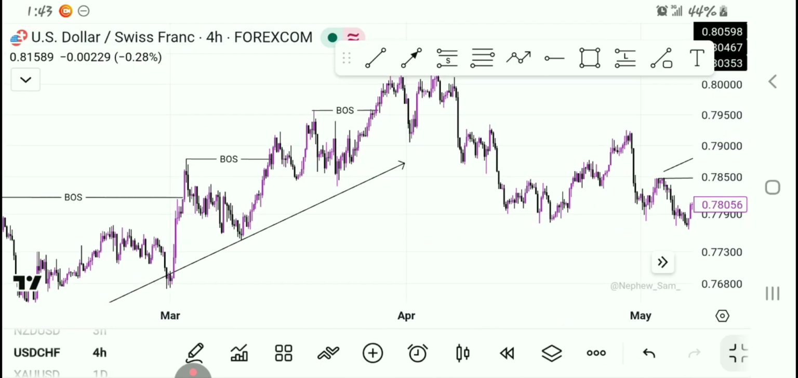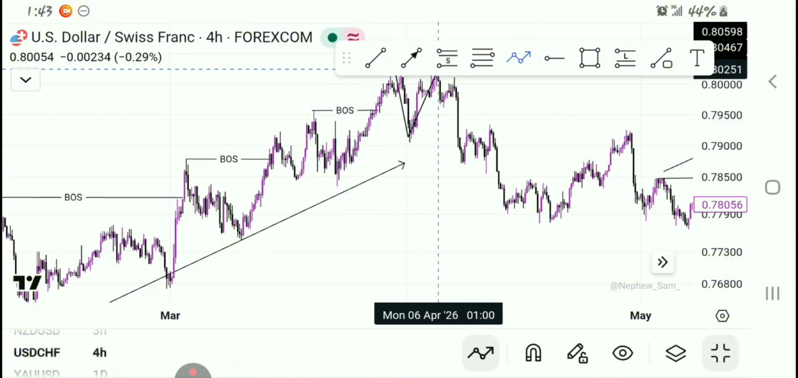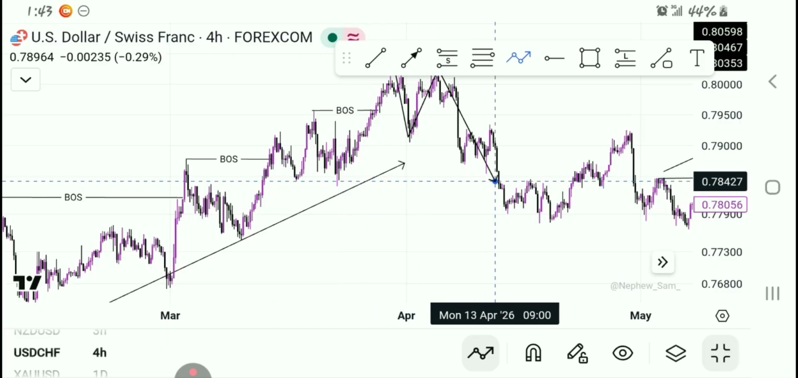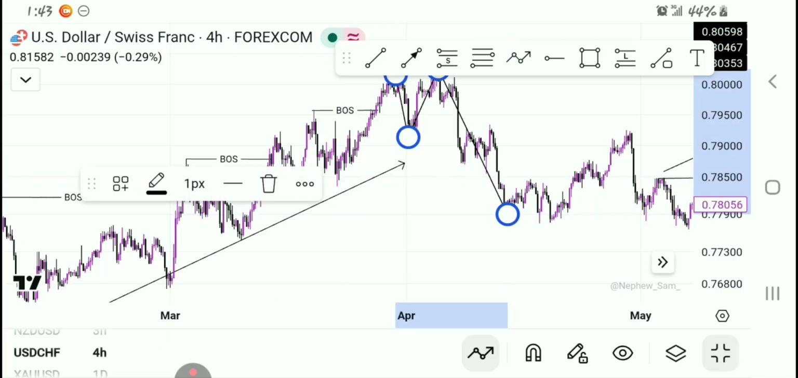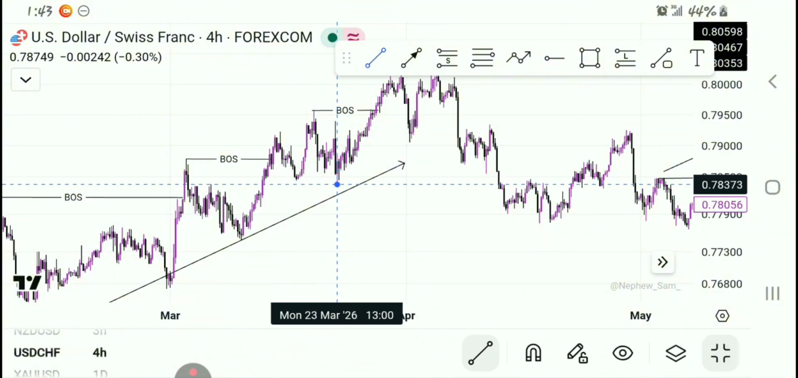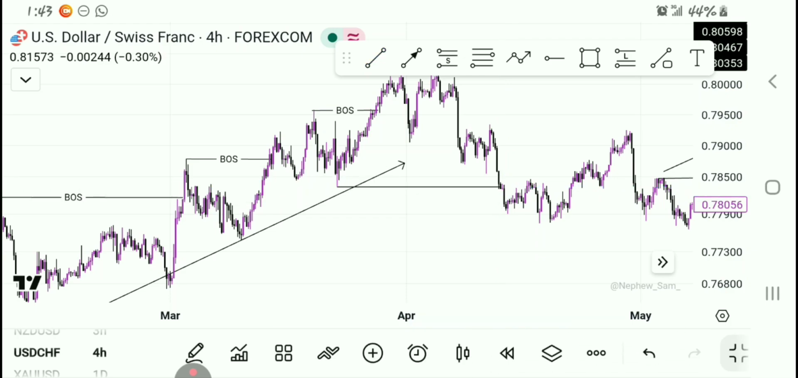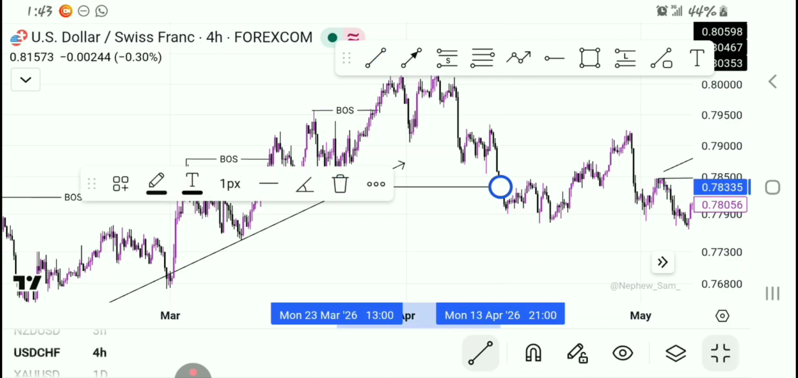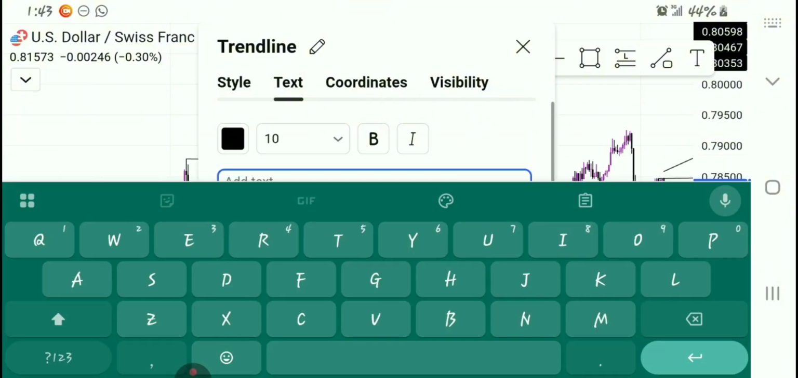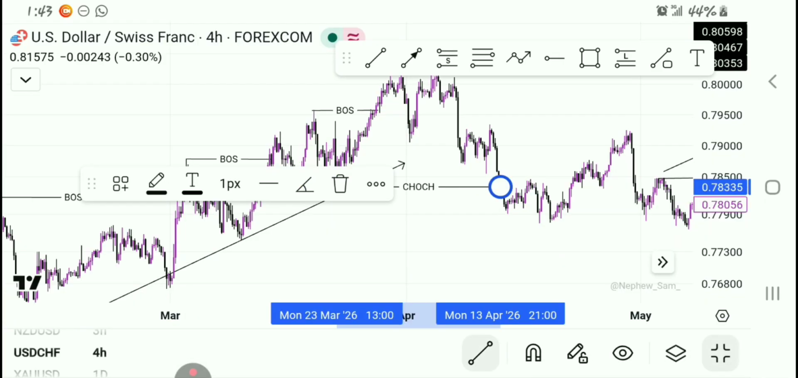Then we don't expect price to come below it. Once price comes below the last breakout structure, which is this now, then we can say that there is a change of character. So it has changed character to a downtrend. Then we mark this as our change of character. So that's our change of character.